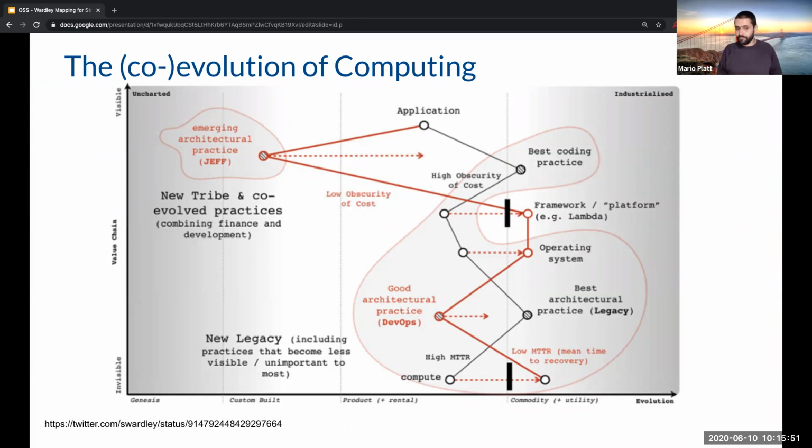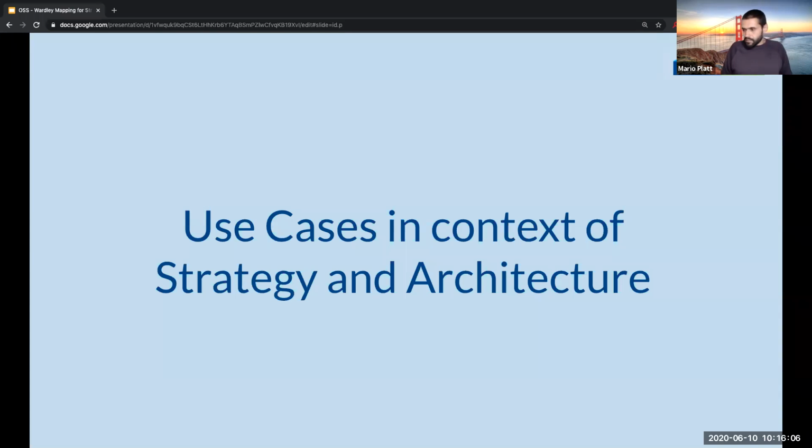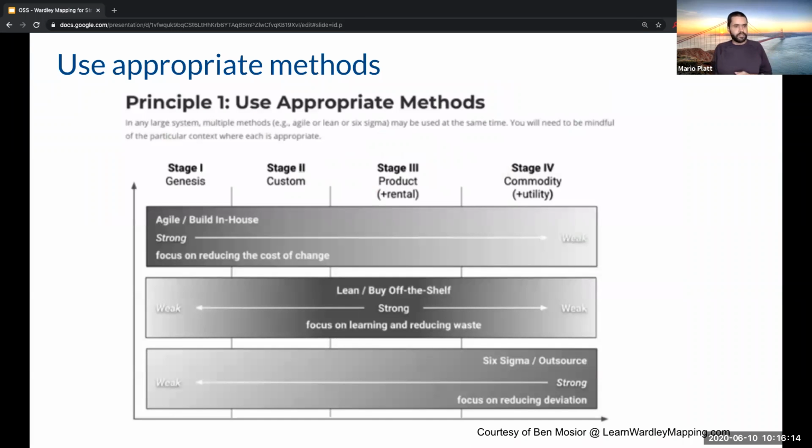And that's not a bad thing, but it doesn't mean that we don't need to get better at fighting inertia, right? Because these new development practices will emerge, and if we want to be in a better position to support our businesses, we need to start thinking how we can take advantage of them. So here we're now going to look at some use cases in the context of strategy and architecture.